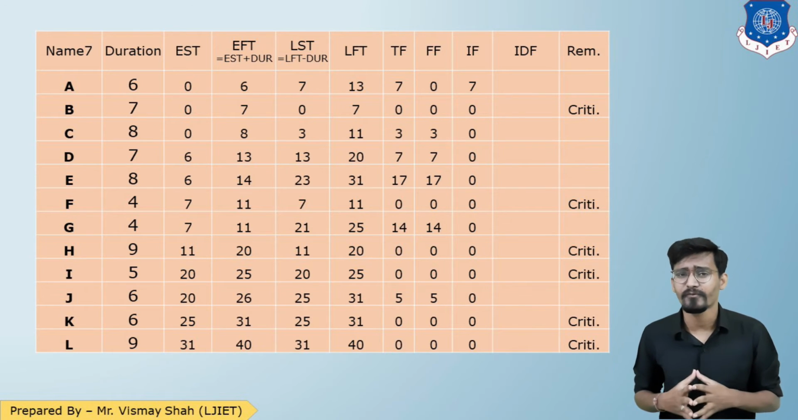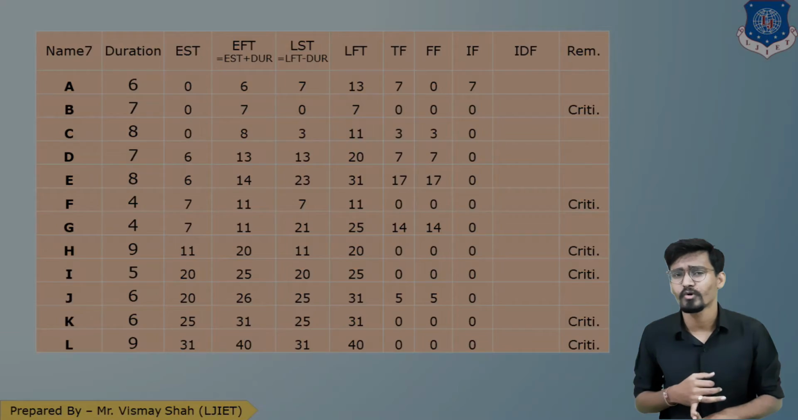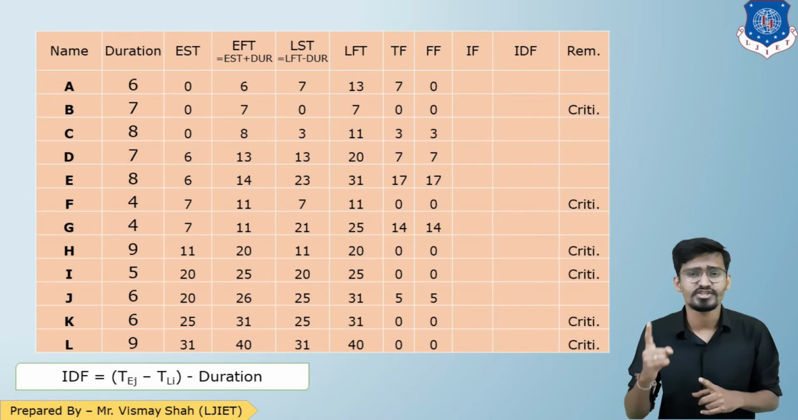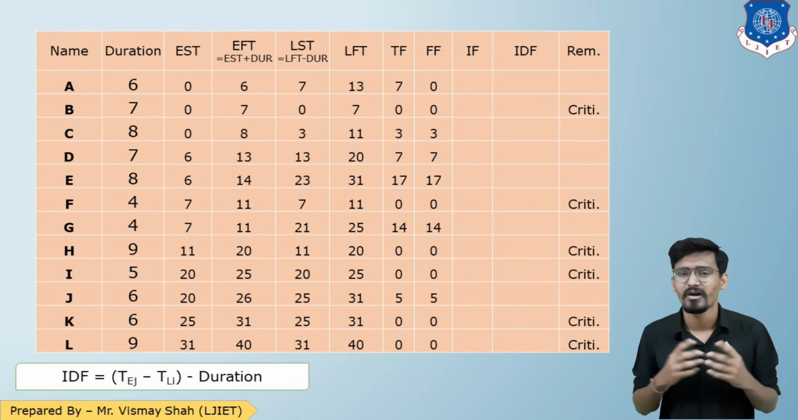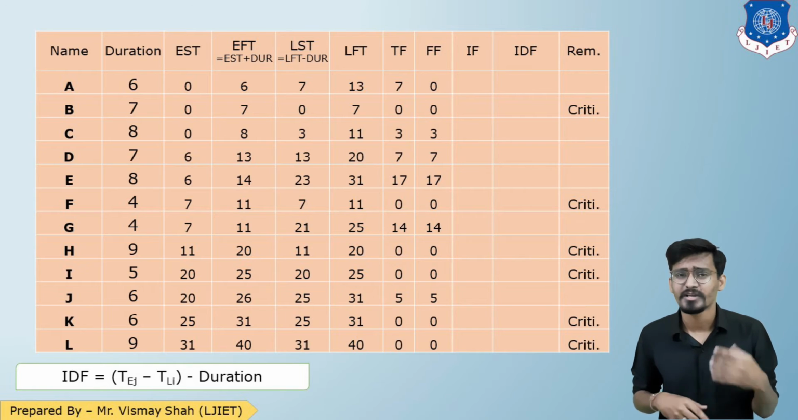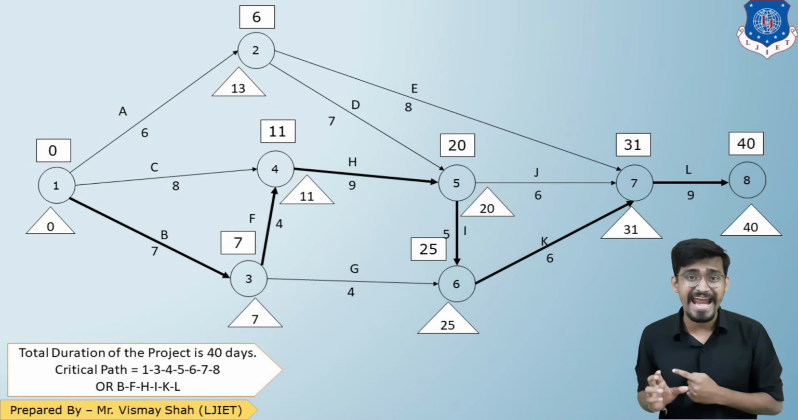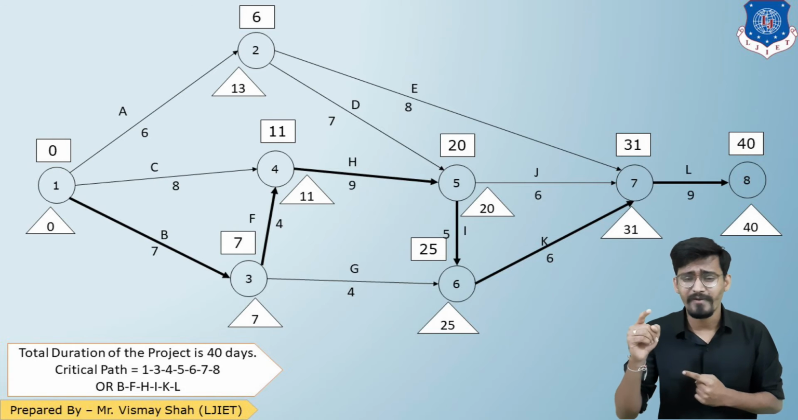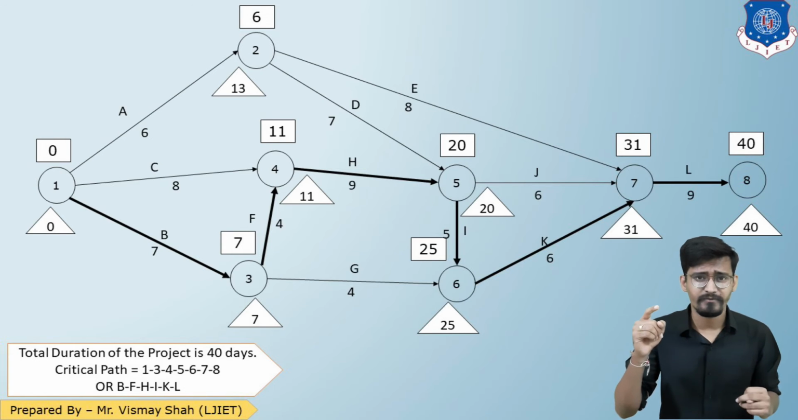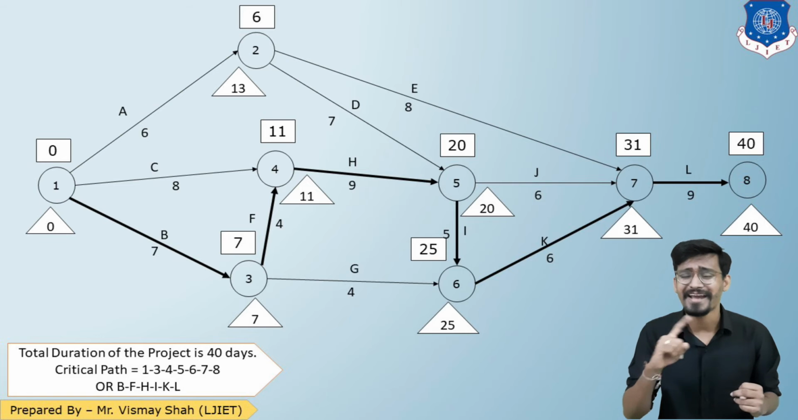Now independent float. So the formula for independent float was TEJ minus TLI, bracket closed, minus duration. So let us see in the network. In the network, as you can see, for activity A, end of the arrow above value, start of the arrow below value, that is 6 and 0. So 6 minus 0, 6 minus duration, again 6, so that will be 0. That is your independent float.